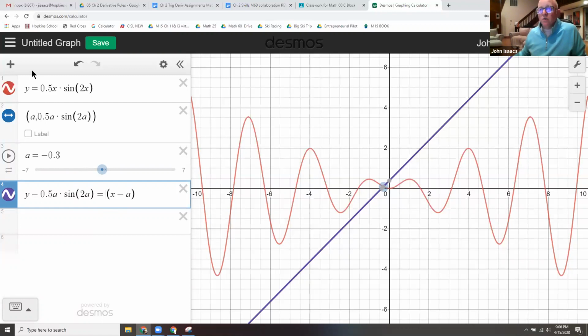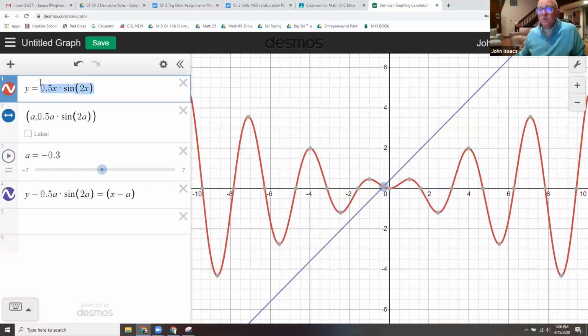We need to start with our first equation here, our 0.5x times sine 2x. And it is product rule. We need to take the derivative of that. So if you want to pause for a second and try that on your own, that's fine. But I did it earlier. And the derivative is 1/2 sine 2x plus x times sine 2x.